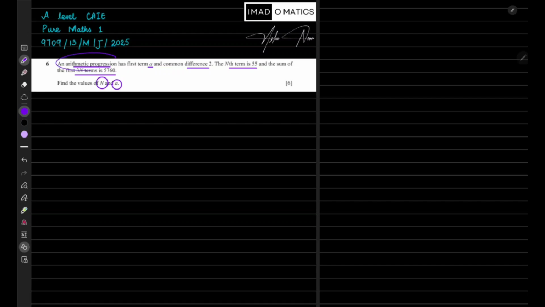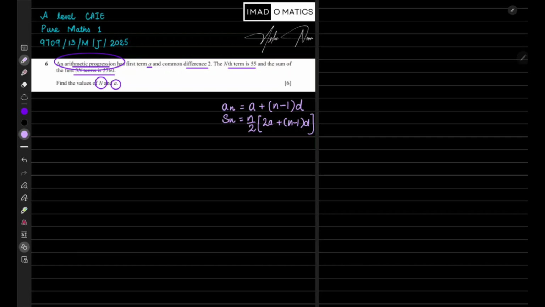So first of all, why we highlighted this arithmetic progression? So we must know which formulas to use in this. So writing down the formulas for arithmetic progression. For nth term, it is a1 or a plus n minus 1 times d. For sum of n terms, it is n over 2 times 2a plus n minus 1 times d. So these are the two formulas for arithmetic progression. So we will be using them now.